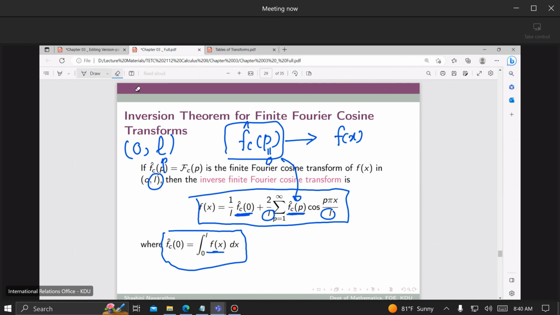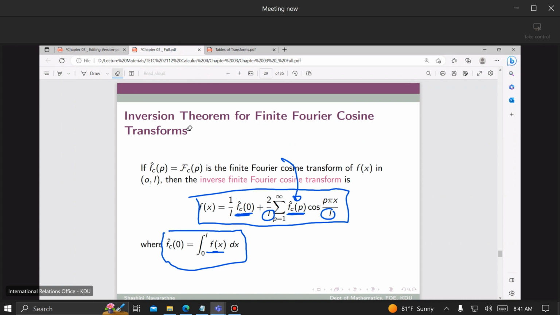So this is the formula that we are using to obtain the inverse of the finite Fourier cosine transform. Write down this formula in your book.